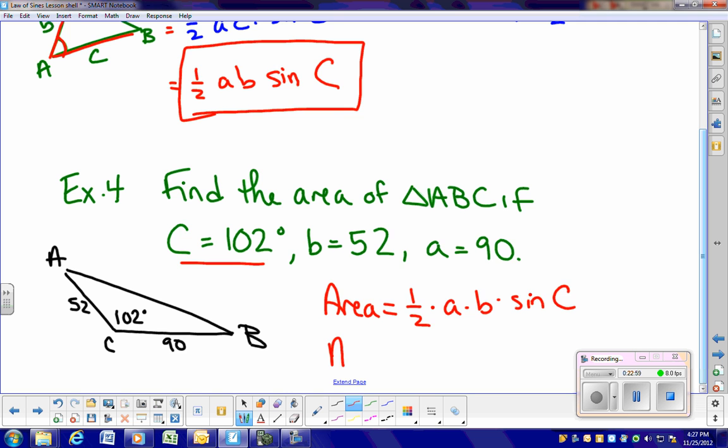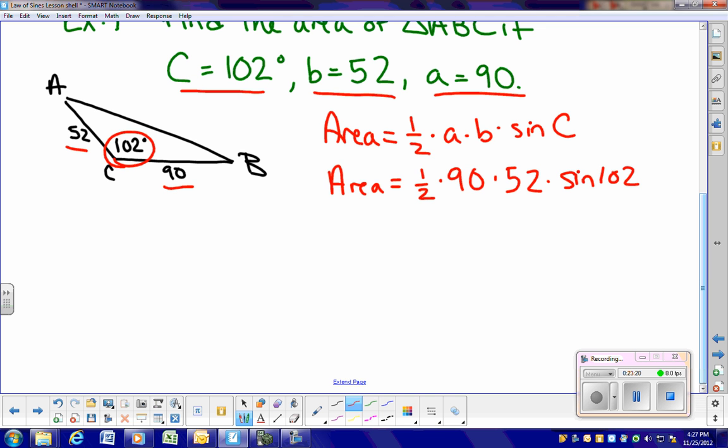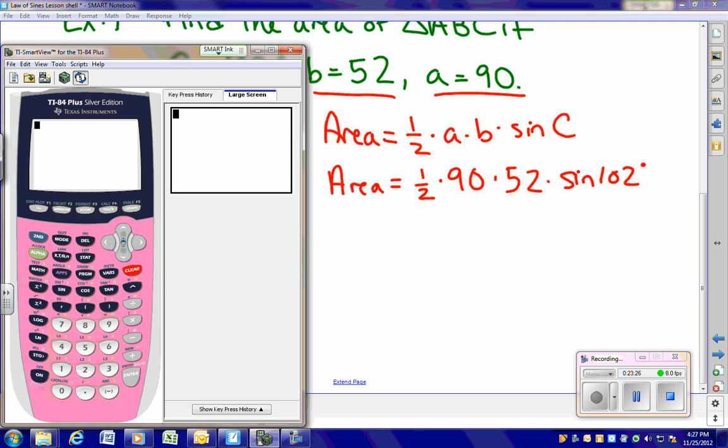And this is just plugging stuff in, you guys. It's awesome. So area is going to be 1/2. Little a is 90. That's here in my picture. B is 52. That's here in my picture. And the angle in between them is 102. Okay, and that's measured in degrees. So when I'm on my calculator, I would have to make sure I'm in degree mode for this to work.